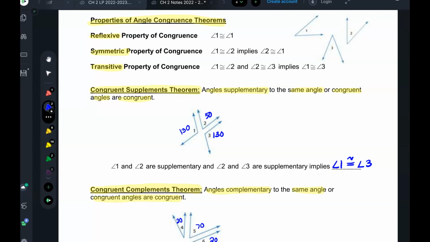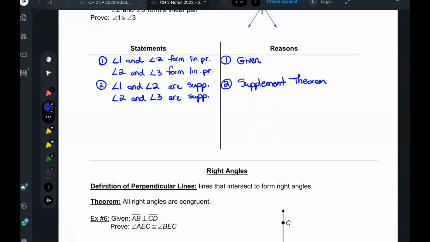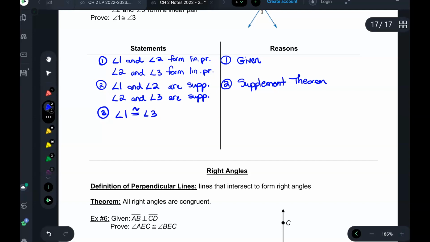Now, let's say you didn't recognize that that was a thing. What would your other approach be? To do measure of angle 1 plus measure of angle 2 equals 180, measure of angle 2 plus measure of angle 3 equals 180, then you would make them equal to each other, and subtract, basically. Here's the whole point with proofs. If you know the theorems really well, you can make a really short proof, right? So I recognize I don't need to do all those extra steps. I can just jump right to angle 1 congruent to angle 3.